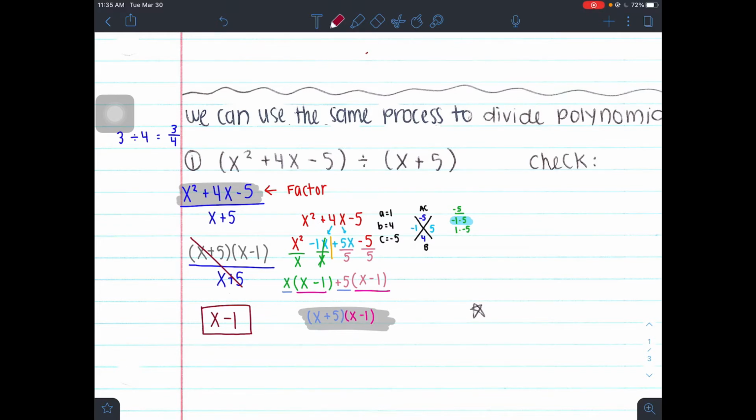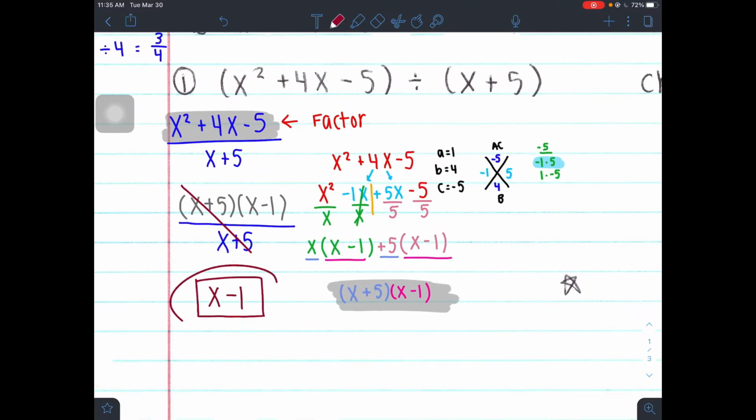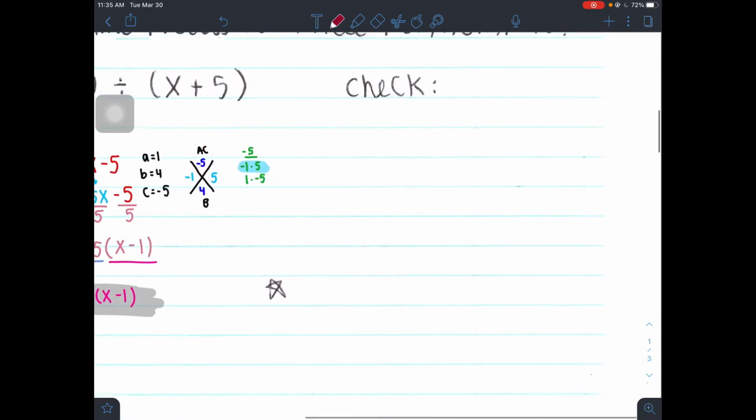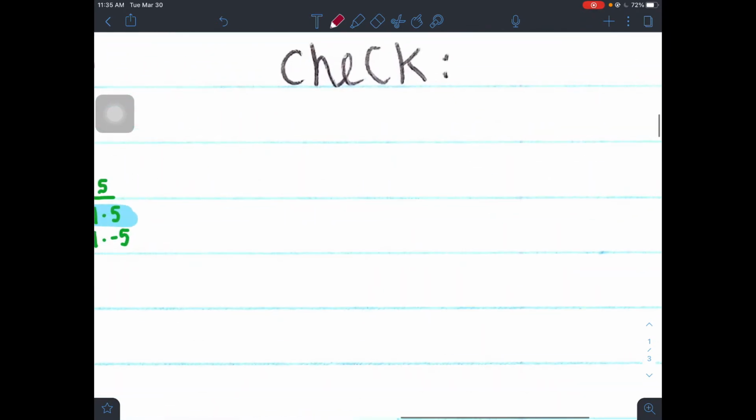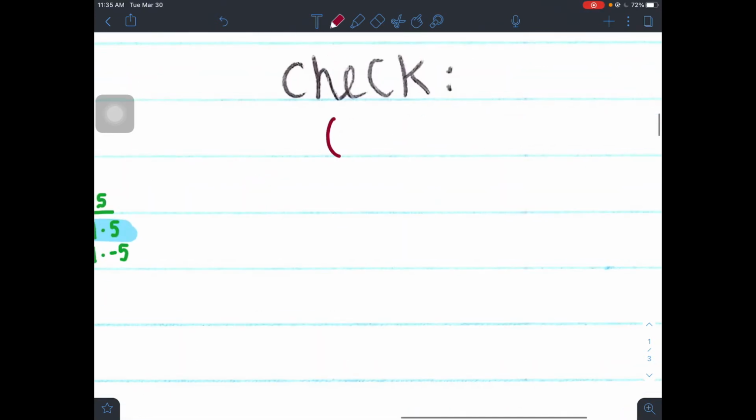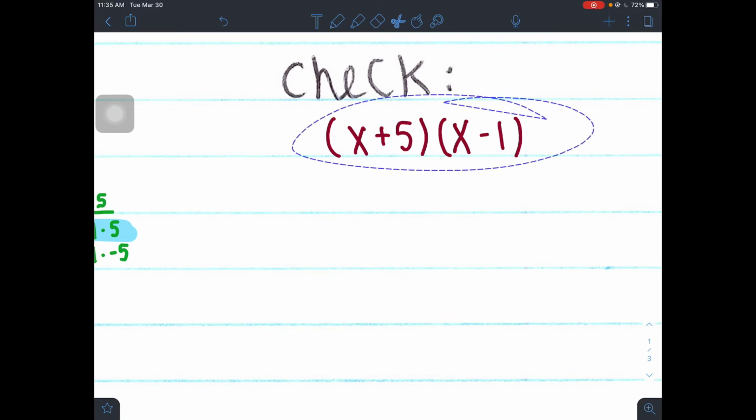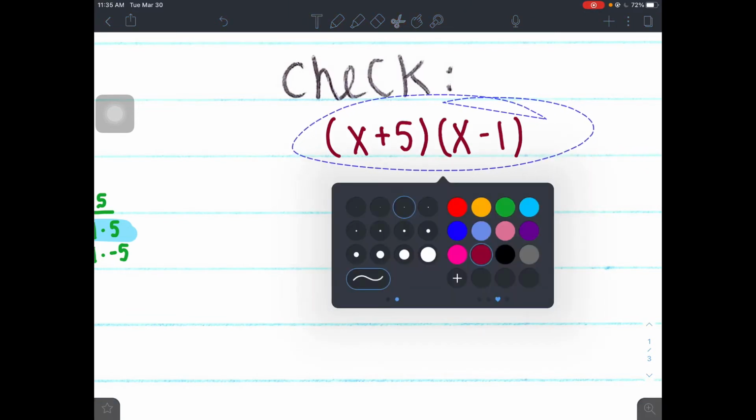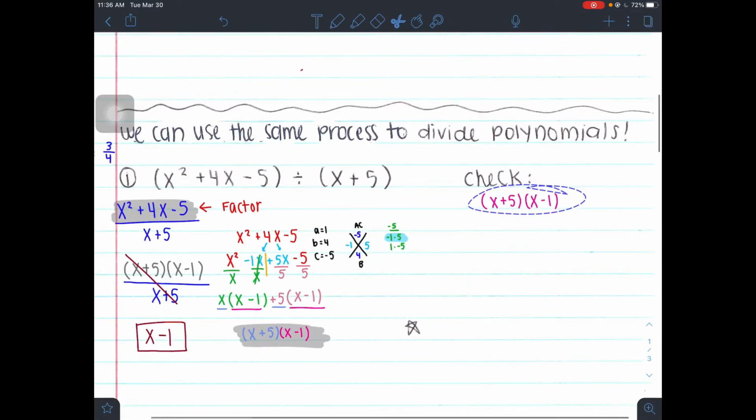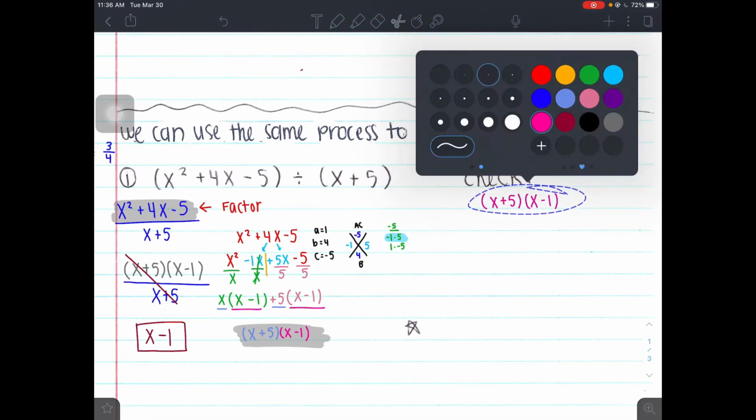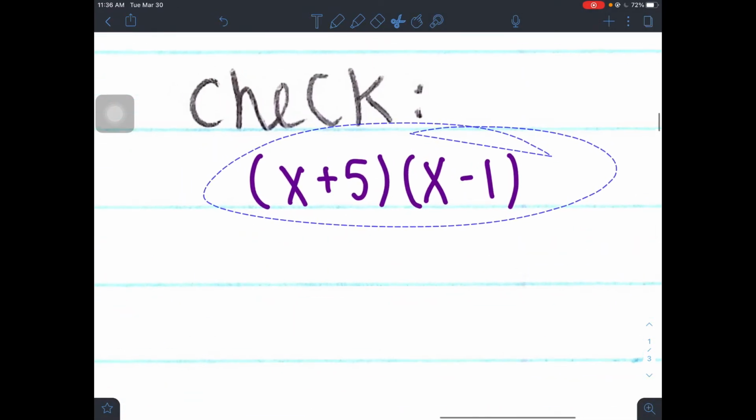Now, how do you check this? Well, you can check this by seeing, does x minus 1 times x plus 5 make x squared plus 4x minus 5? So let's go ahead and check that. So we have x plus 5, x minus 1. Let's check this over here. I will use this pink color. I don't think I've used it yet. Oh, I have. I haven't used purple, though, yet, so I'll use purple. Okay, let's check this.